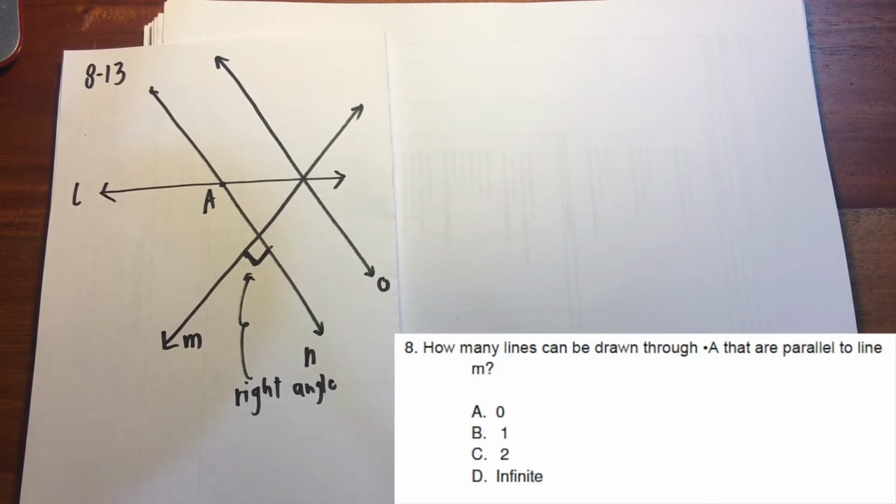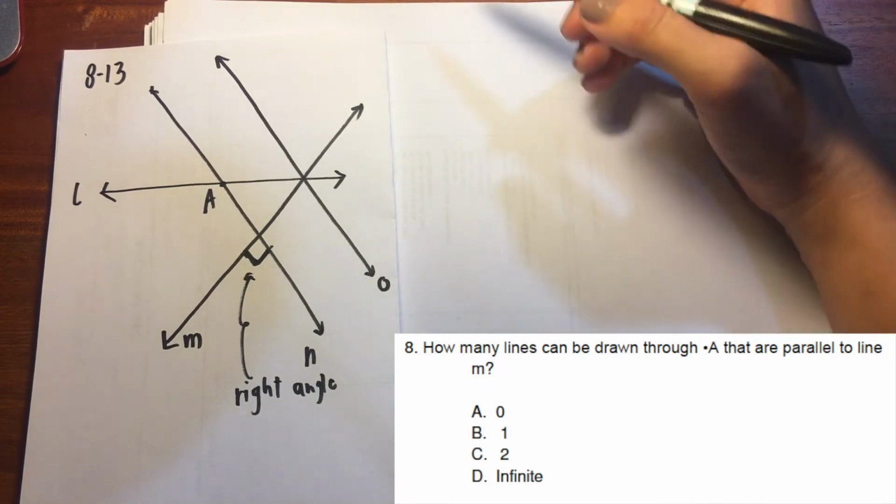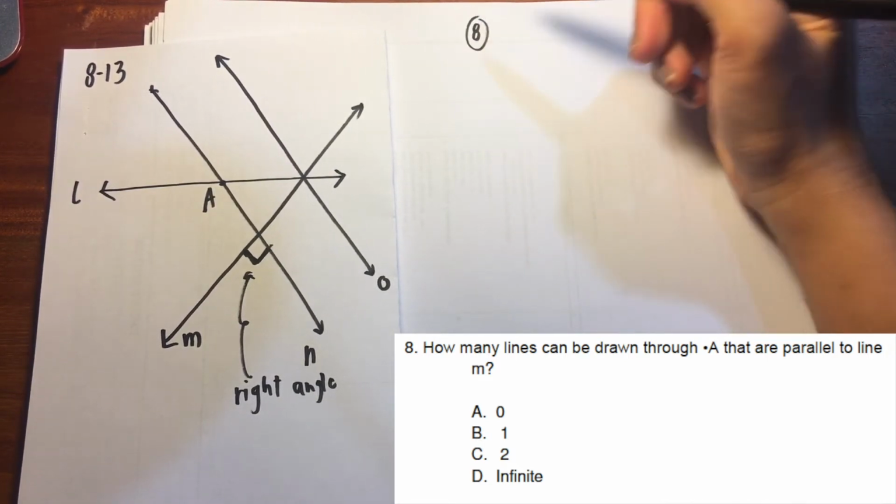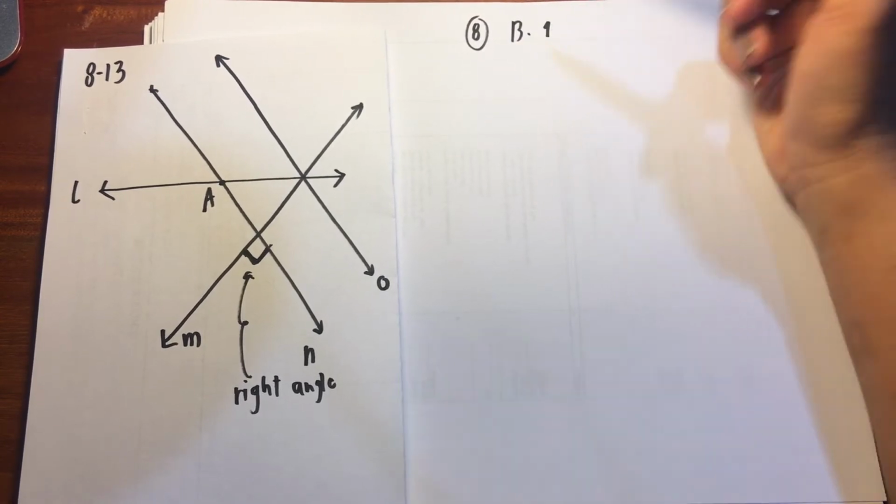Okay, so for number 8, how many lines can be drawn through point A that are parallel to line M? So by definition, lines that are parallel should be on the same plane. So in this case, there can only be one line passing through point A that is parallel to line M. So the answer for number 8 is letter B, 1.